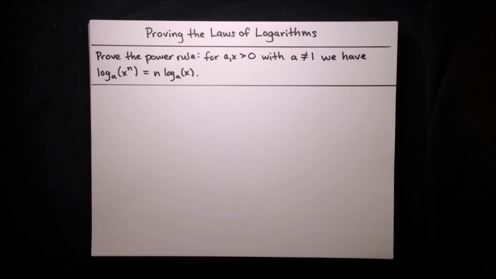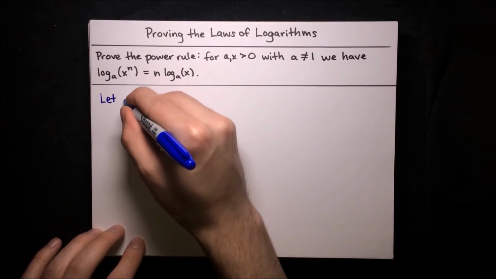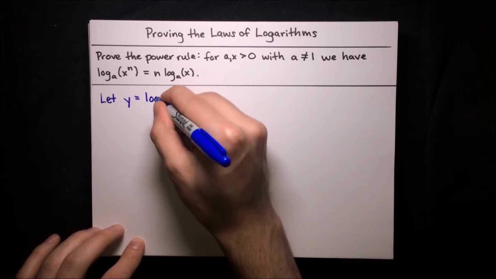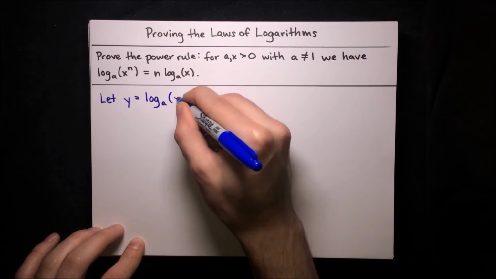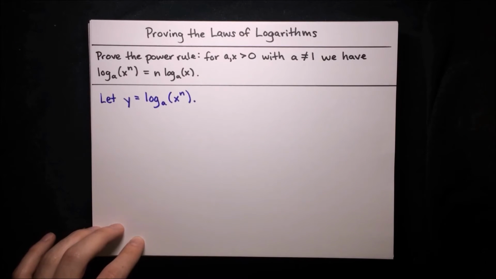So again, why don't we start this off by simplifying the situation a little bit? Why don't we let y equal the left side of our equation, log base a of x to the n. Now the reason we do this is that we can simplify this into an exponential equation.